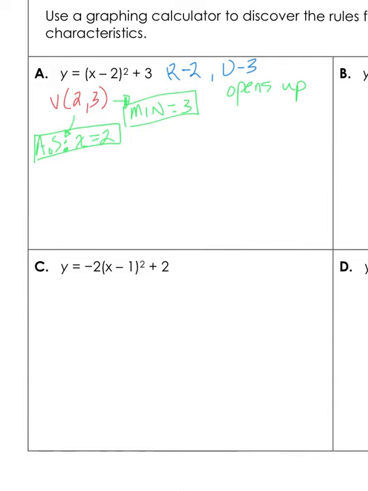So from that, I can actually do domain and range because I know my domain is always negative infinity to positive infinity. But my range, if I have a minimum value, that means that 3 is at the bottom, so that's my lowest y value. My y value is going to go from 3, and it can only go up from there. And that's it.